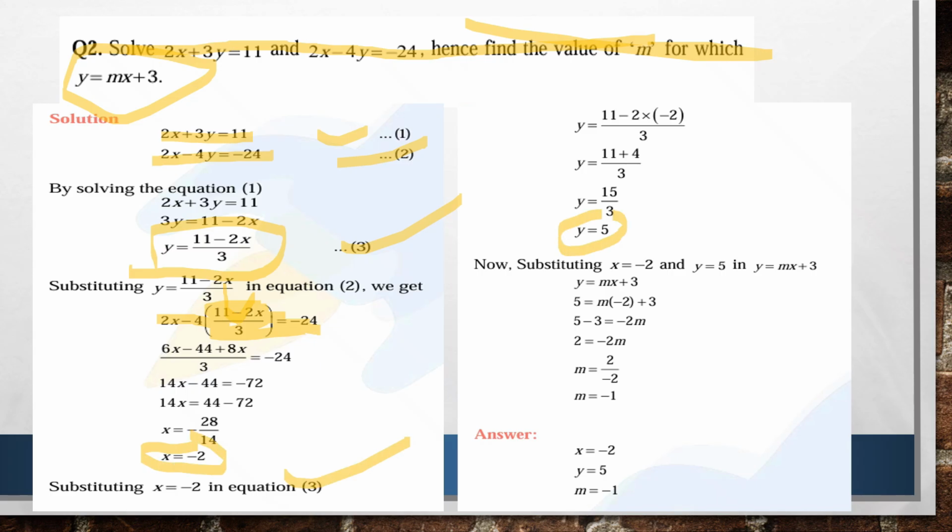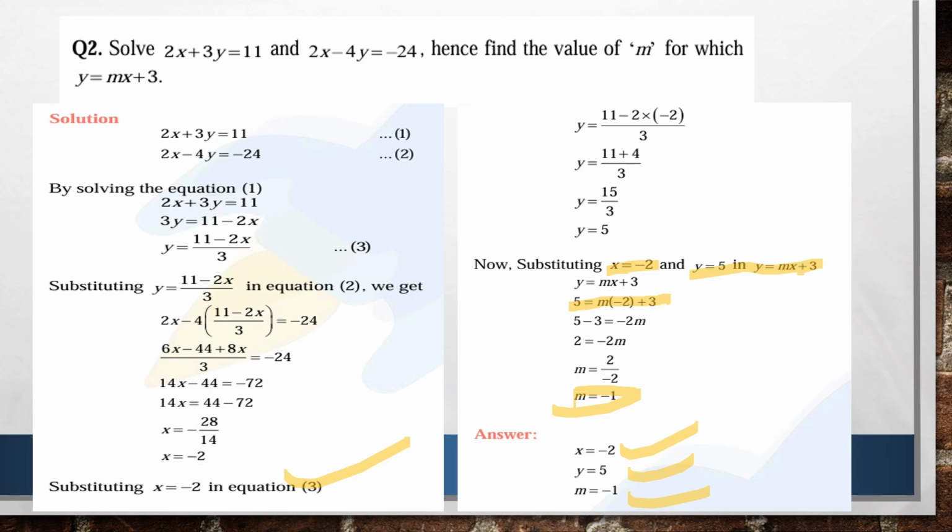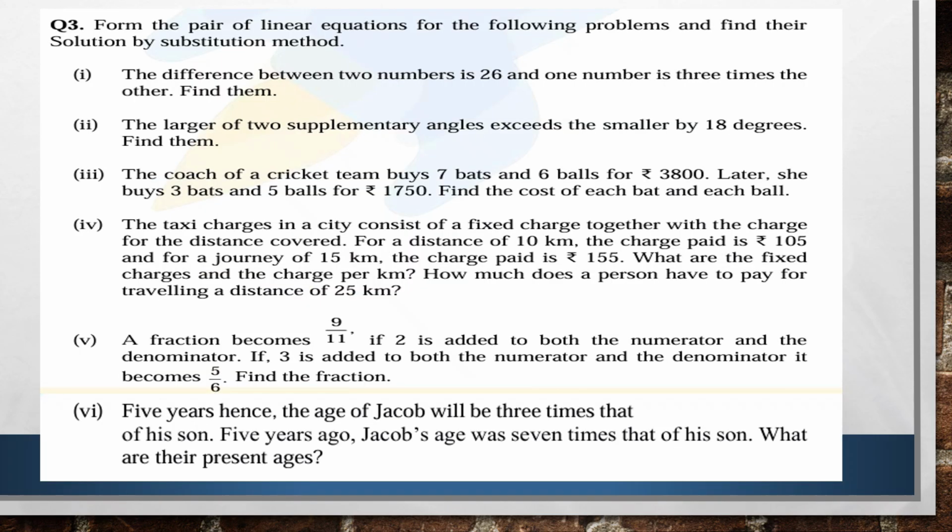Lastly it is asked that y is equal to mx plus 3. You know x is equal to minus 2 and y is equal to 5, so you can substitute in the equation y is equal to mx plus 3. So you will get 5 is equal to m into minus 2 plus 3. So you will get m is equal to minus 1. So here x is minus 2, the value of y is 5 and the value of m is minus 1. This is the second problem of exercise 3.2. Here also I am using the substitution method only. Okay, so question number 3.